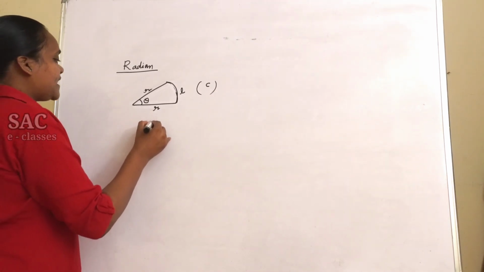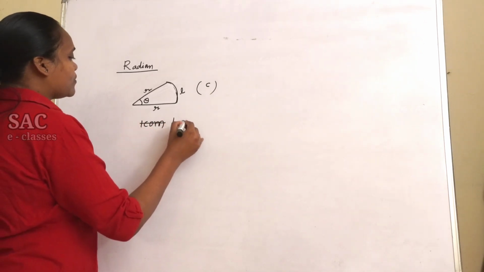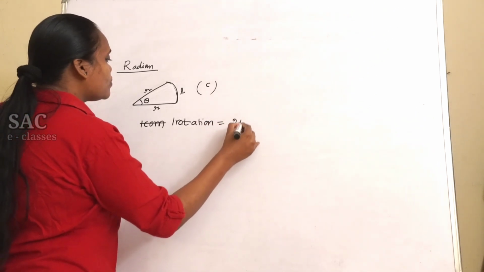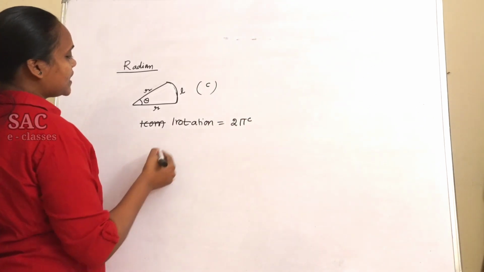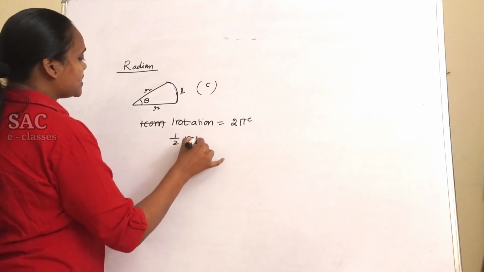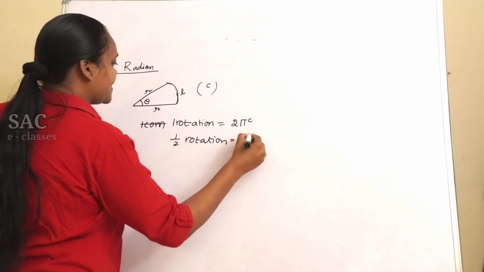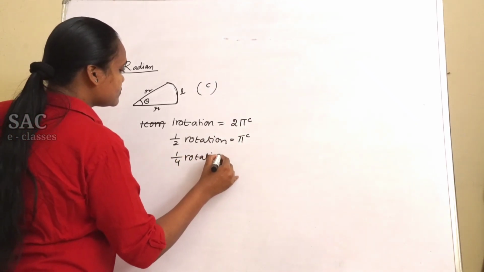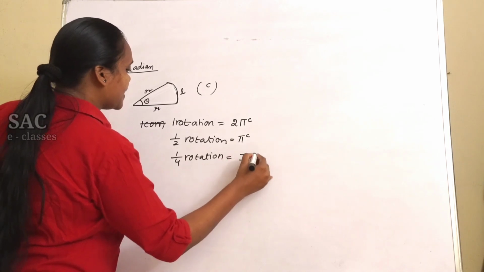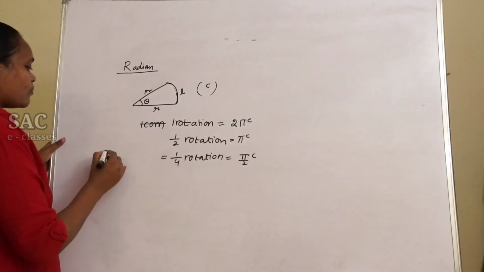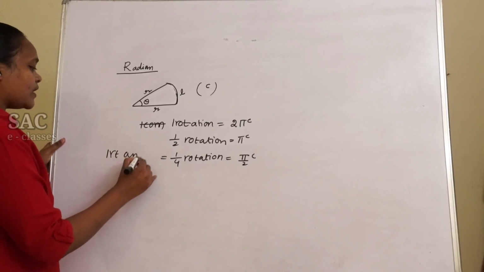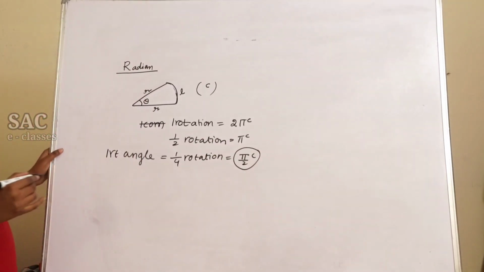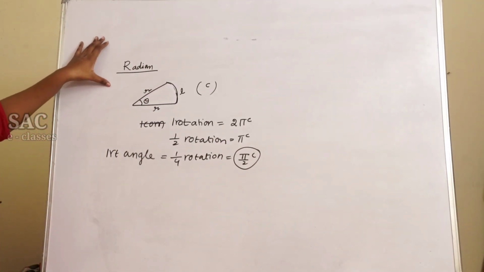Usually, one complete angle, nothing but one complete rotation, in this system is equal to 2 pi radians. Half of a rotation is equal to pi radians. 1/4 of the rotation is equal to pi by 2 radians. Then we can say that one right angle is equal to pi by 2 radians. This is the radian measure or circular measure.